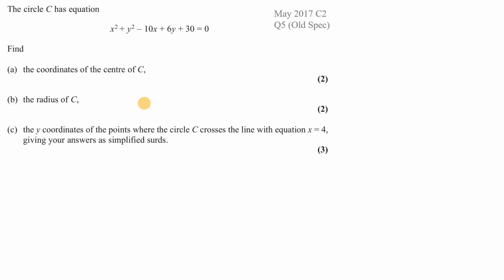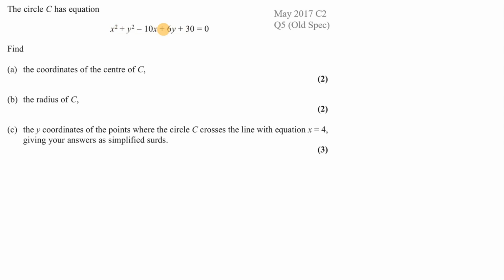Okay, so we're told the circle C has equation x squared plus y squared minus 10x plus 6y plus 30 is equal to 0. For part A, we need to find the coordinates of the centre of C for 2 marks. So we need to get this into the equation of the circle format that we've seen lots of times in this video. At the moment, it's in the expanded format, so we need to complete the square on this here.